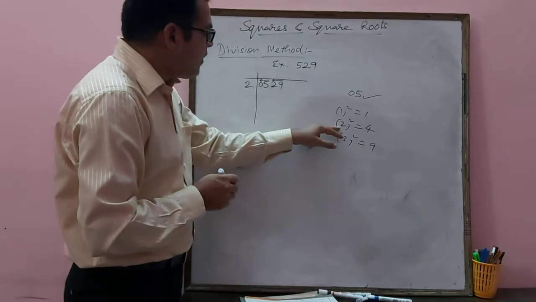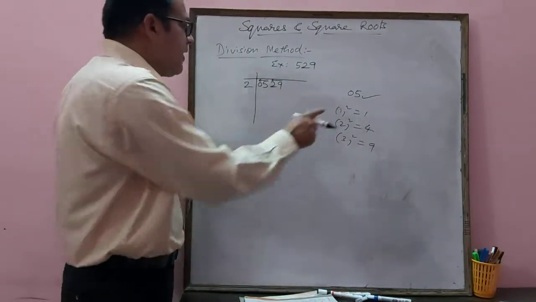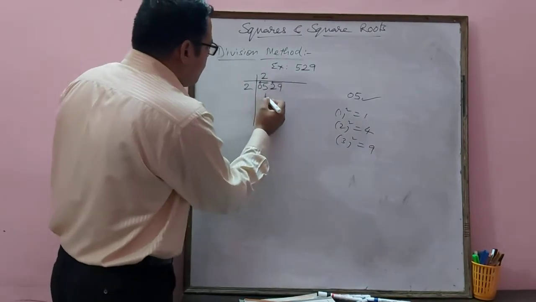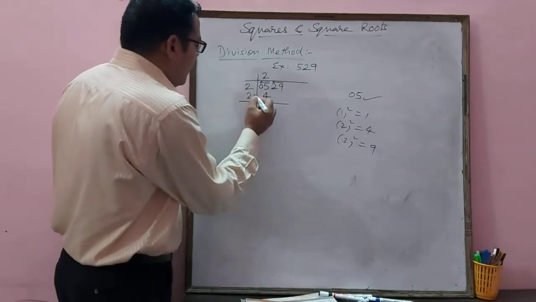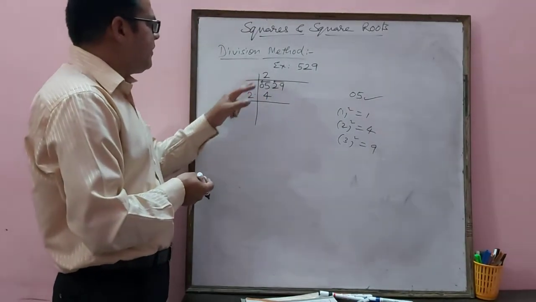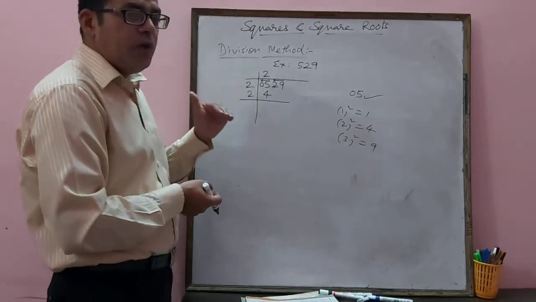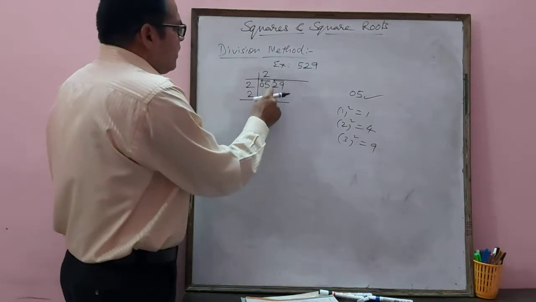So we need to divide it by 2, means square of 2 is near to this 5. So 2 we have to write here also, 2 2s are 4 we can write here, and as the method says we have to write this 2 here also, right? You have to remember this step.